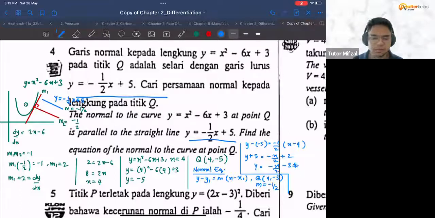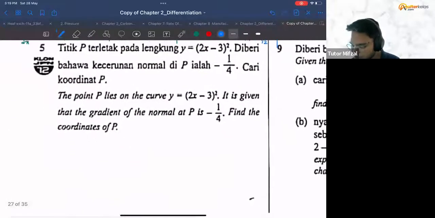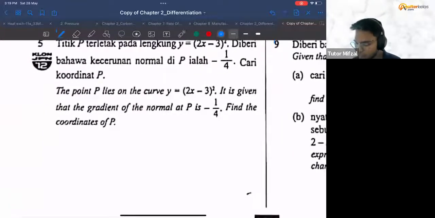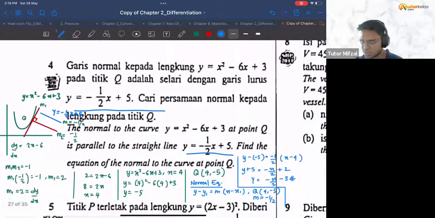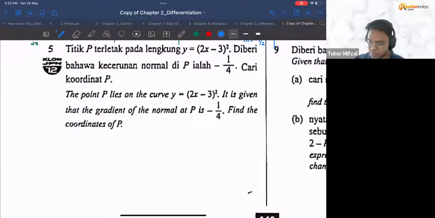Okay. Now, let's go on to the next question. The point P lies on the curve y equivalent to (2x minus 3) square. It is given that the gradient of the normal at P is -1/4. Find the coordinates of P. Now, question number 5 is similar to question number 4. Like what we did, try to draw first. Draw, tak payah nak betul ke salah ke.